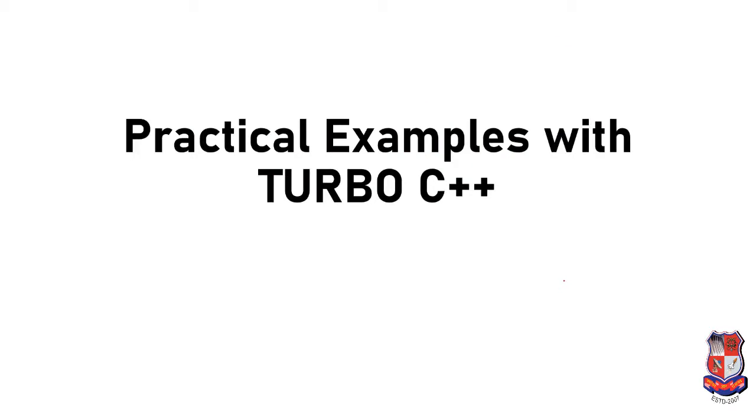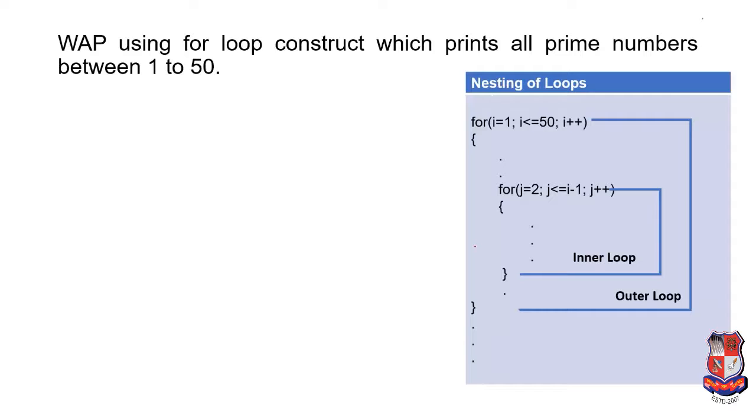Now we'll see one more example, and this example we will see by using Turbo C++. Write a program using the for loop construct which prints all prime numbers between 1 to 50. We'll start with the first question: what is a prime number? Prime numbers are those numbers which are only divisible by 1 and itself.